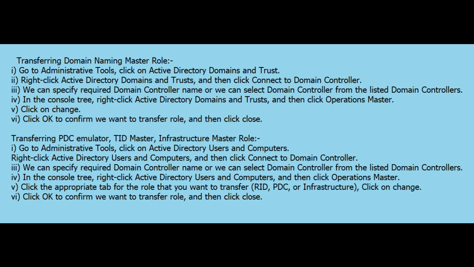4. In the console tree, right-click Active Directory Users and Computers, and then click Operations Master. 5. We click the appropriate tab for the role that you want to transfer, RID, PDC, or Infrastructure. Click on Change. 6. Click OK to confirm we want to transfer role, and then click Close.